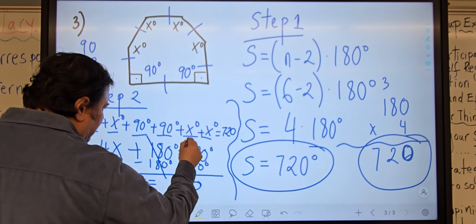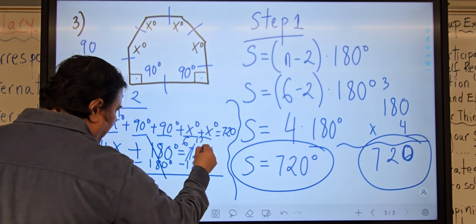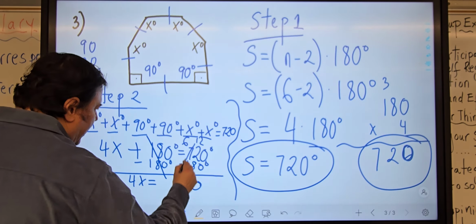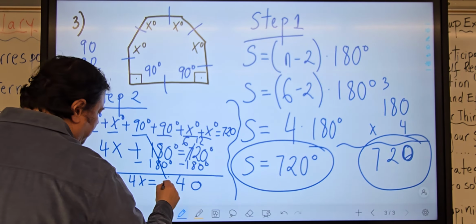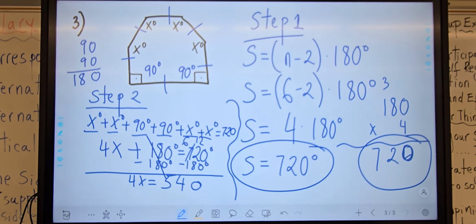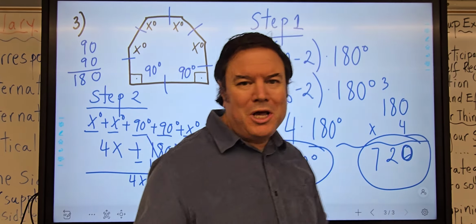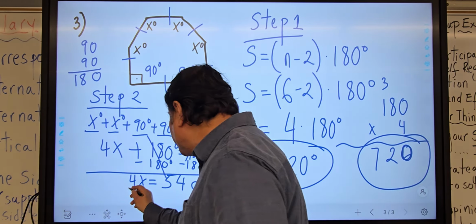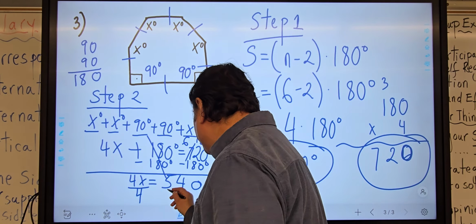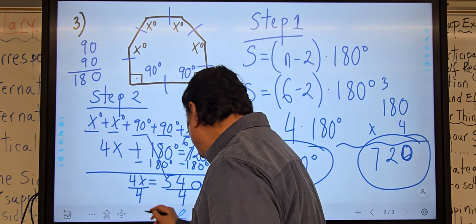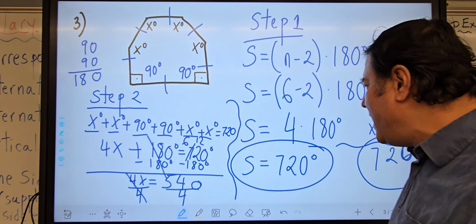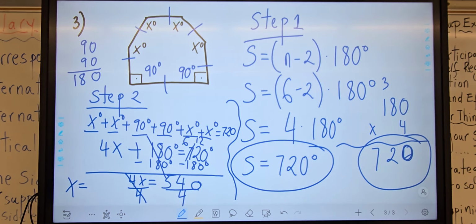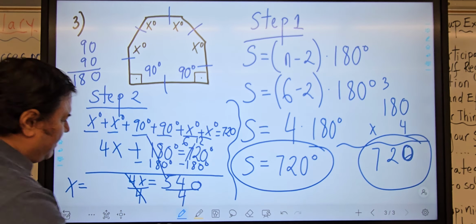Borrow from the 7. Make 7 a 6. Make 2 a 12. 12 minus 8 becomes 4. And 6 minus 1 becomes 5. 540. 4x equals 540. And of course, in order for us to find the x, we have to divide both sides by 4. Let's divide this side by 4, this side by 4. This simplifies to a 1x. So we get x equals, let's divide 540 divided by 4.